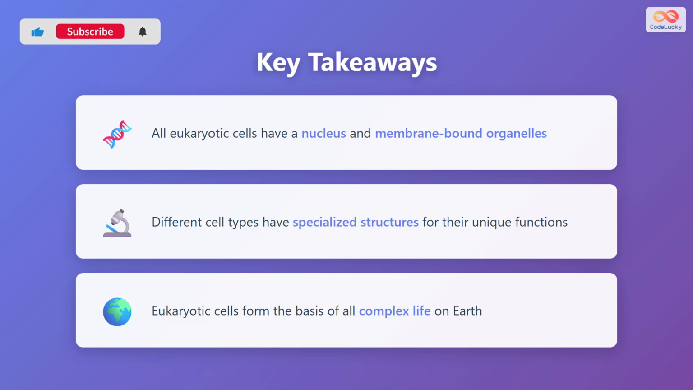Let's review the main points about eukaryotic cells. All eukaryotic cells share the fundamental feature of having a nucleus and membrane-bound organelles, which allow for complex cellular functions. Different types of eukaryotic cells have specialized structures adapted to their unique roles, whether in animals, plants, fungi, or protists. These eukaryotic cells form the basis of all complex life on Earth, from microscopic organisms to the largest plants and animals. Understanding eukaryotic cell structure is essential for comprehending how living organisms function at the cellular level.